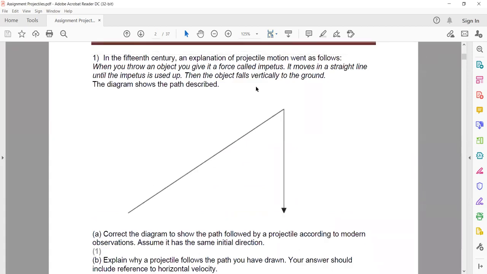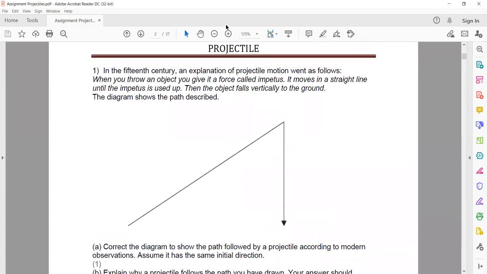In the first question, in the 15th century, an explanation of projectile motion went as follows. When you throw an object, you give it force. They call that impetus, and it moves in a straight line until the impetus is used up. Then the object will fall vertically to the ground. So the object will come to the ground once the impetus is used up. This is the 15th century statement about projectile motion.